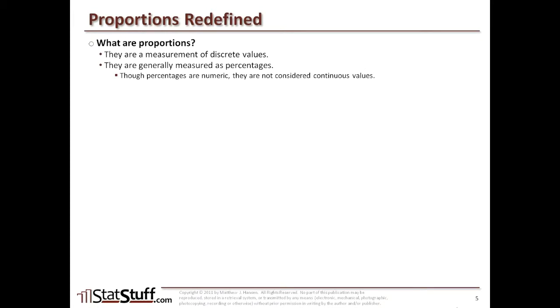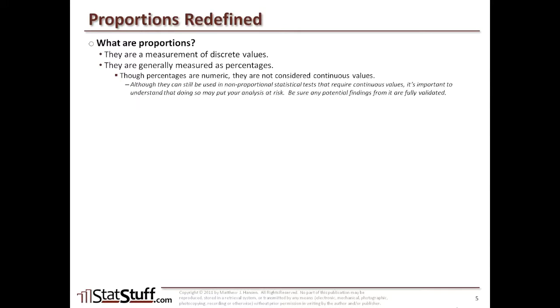Okay, before we dive into this test, let's review again what I mean by proportions. Well, proportions are measurements using discrete values, and they're generally going to be represented as a percentage. So even though they are percentages and percentages are numeric, they're not to be confused as continuous values. So just be careful. There could be some risks if you're using percentages or measures of proportion for some tests that are really designed to be used only for continuous values. So just be aware of that risk that might be there.